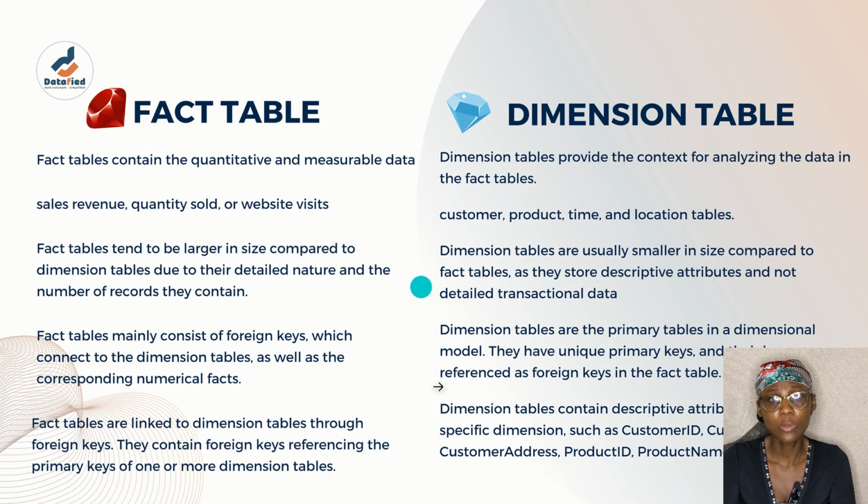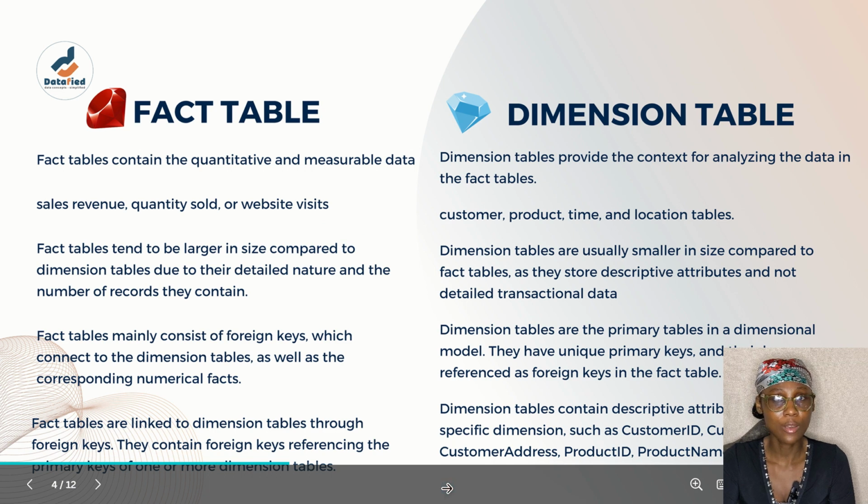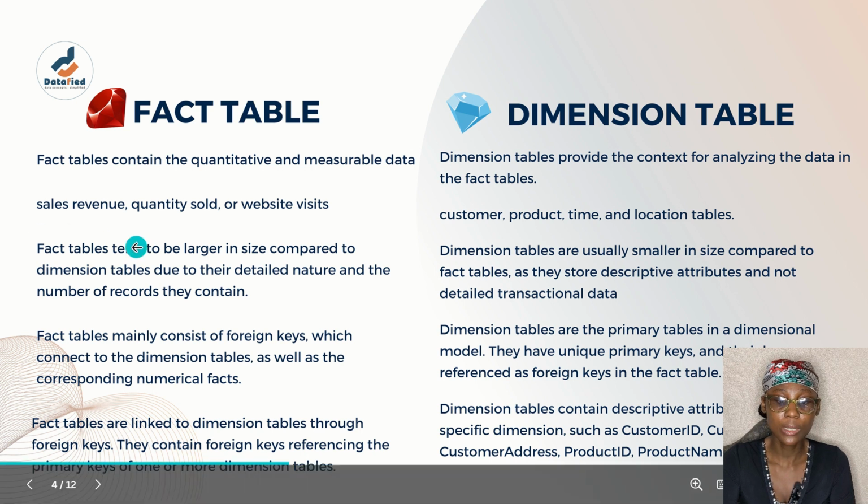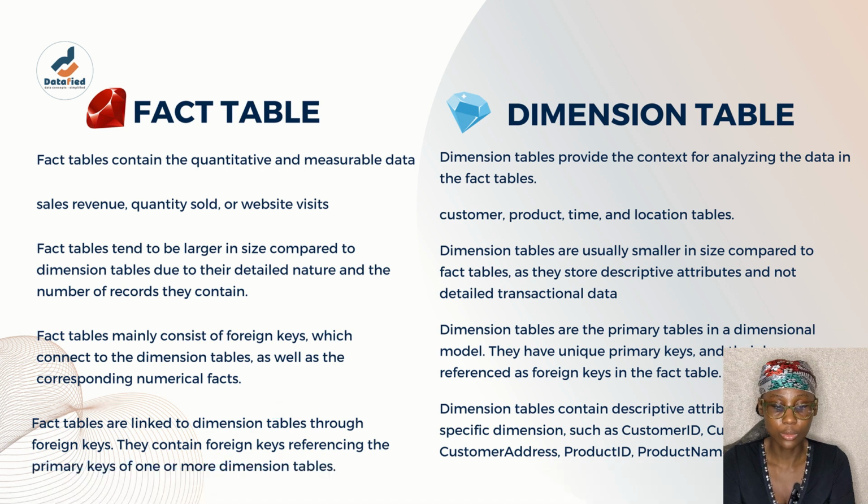Before you can understand how to create or design your data model, you have to familiarize yourself with these key concepts. First things first, you need to understand what a fact table and a dimension table is. For every data model, you have a fact table and you have a dimension table. So what is a fact table and how can we identify it? A fact table is a type of table that contains the quantitative or measurable data. So when we say quantitative or measurable data, it could be sales, revenue, quantity sold, or website visits, depending on the domain you're working on.